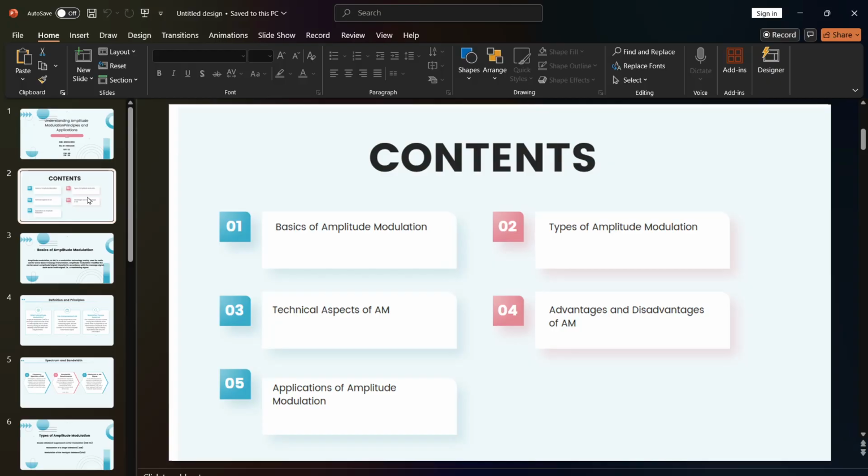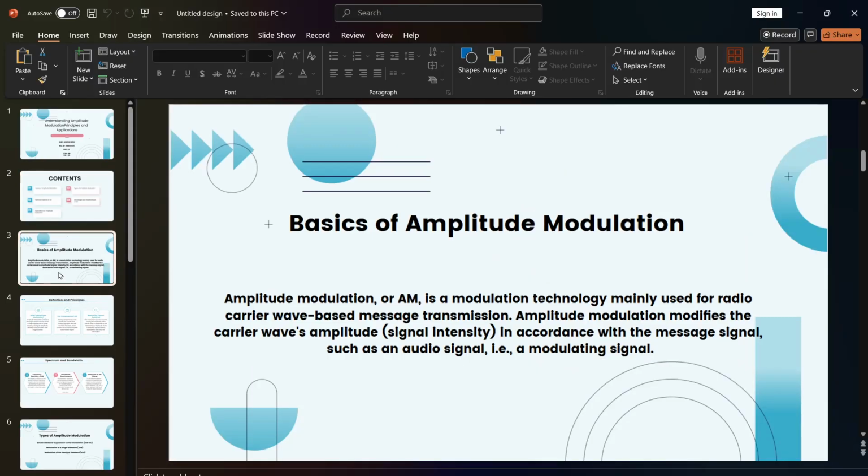The contents which I have covered here are basics of amplitude modulation, types of amplitude modulation, technical aspects of amplitude modulation, advantages and disadvantages, and its applications. So, basics of amplitude modulation.